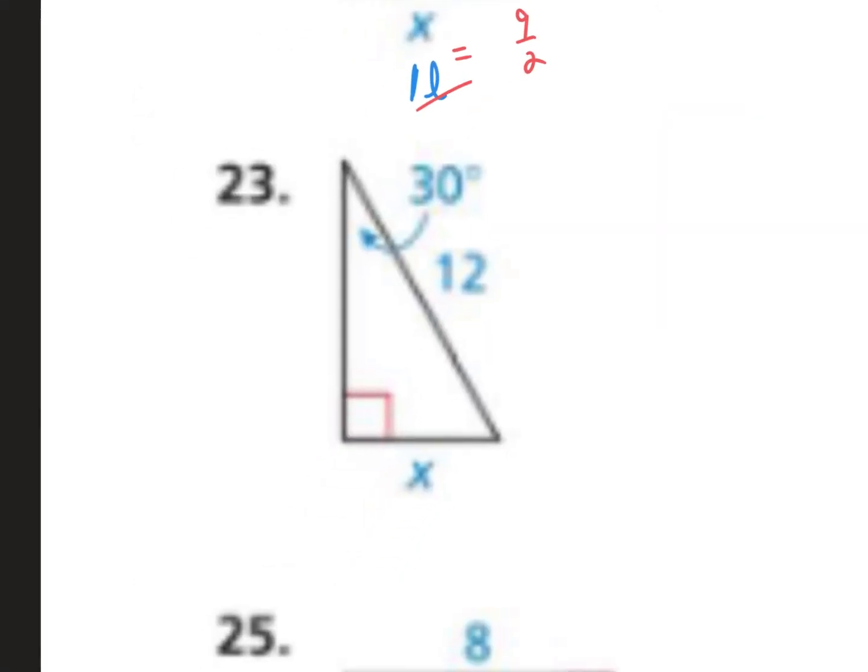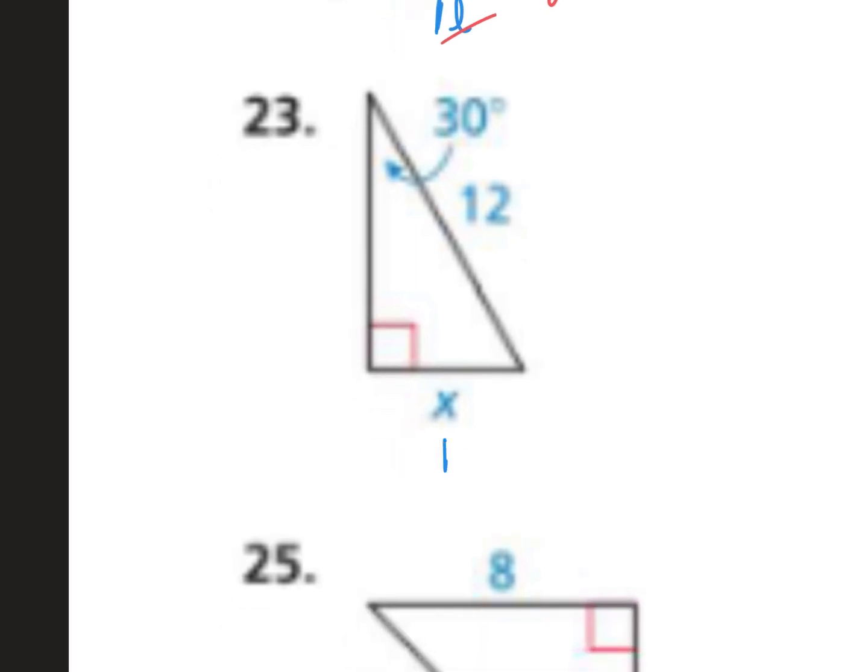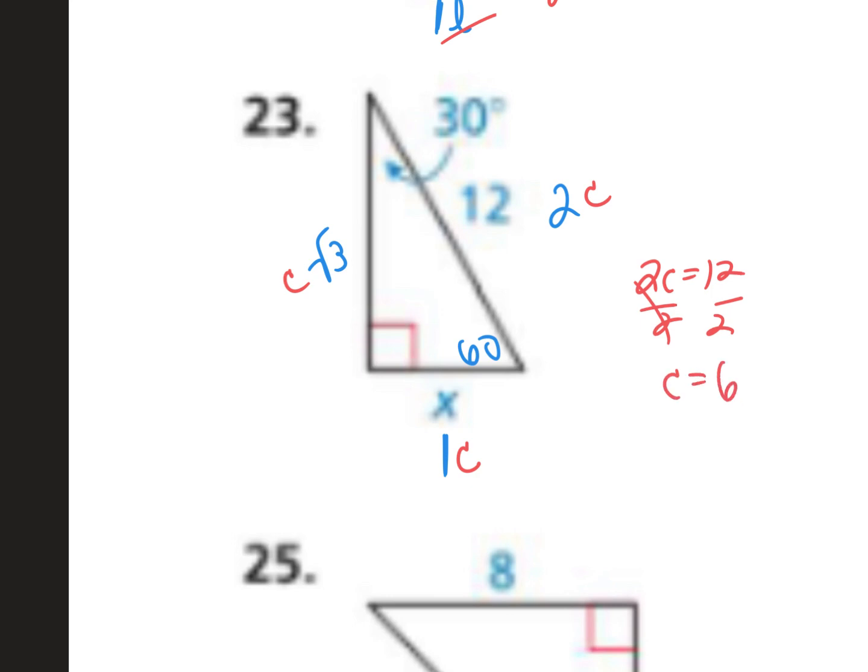All right, let's look at the next one. What kind of triangle? 30, 60, 90. Okay, so what's the pattern? Side across from 30 is 1. Across from the hypotenuse is 2. And across from the 60 is the square root of 3. So let me pick a letter. C, okay? So this is 1C, this is 2C, and this is C square root of 3. Where can I set an equation? 2C equals what? Good. So divide both sides by 2. So what does C equal? 6. Now you guys have solved the whole triangle.